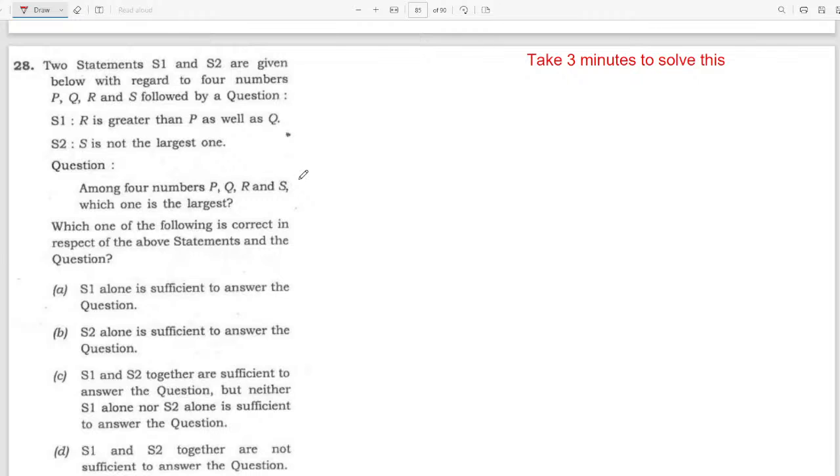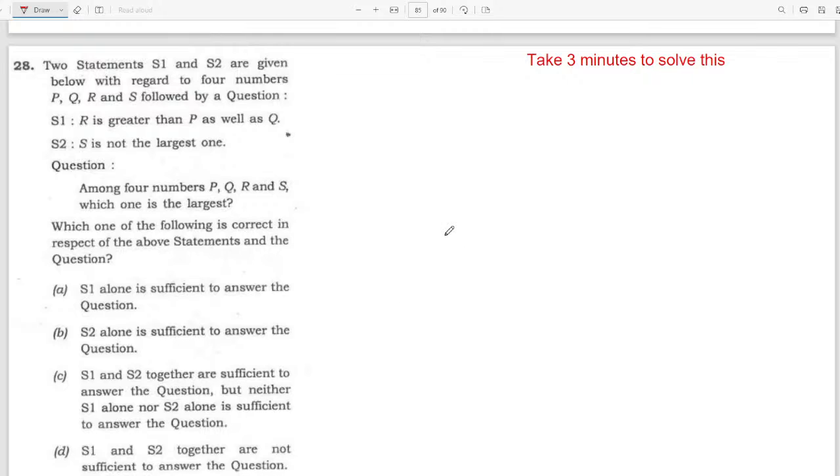This is another data sufficiency question. So take 3 minutes to solve this. Most of them have got option C. One, there is option D. So we'll see how to go about this question here.